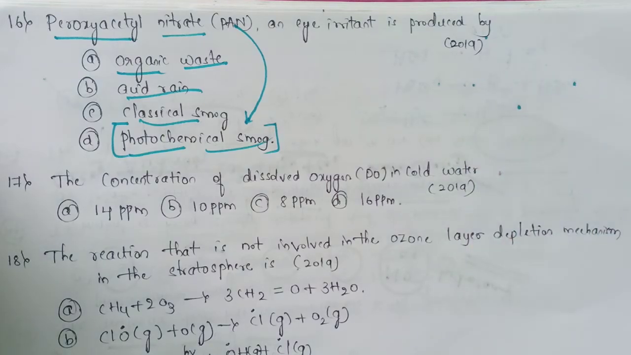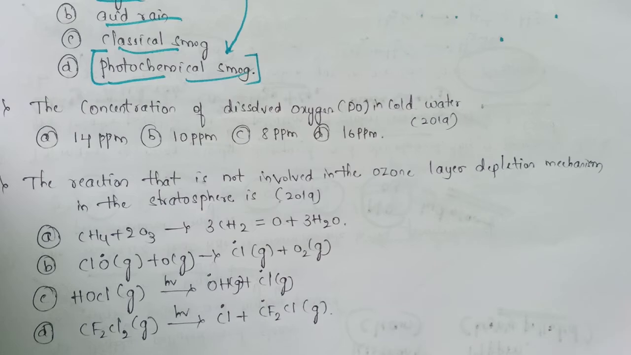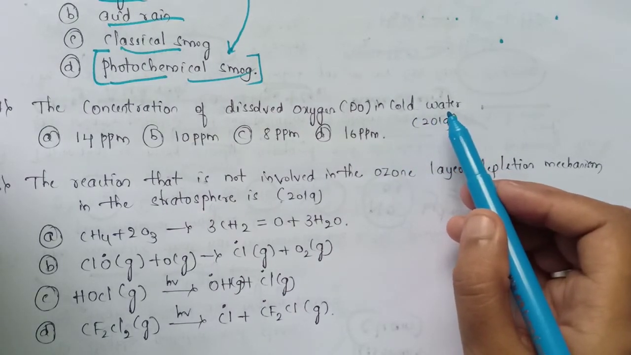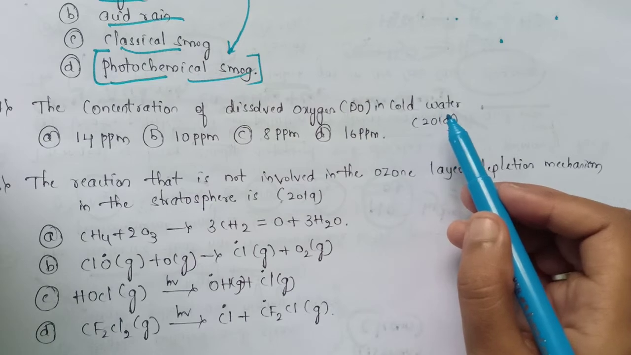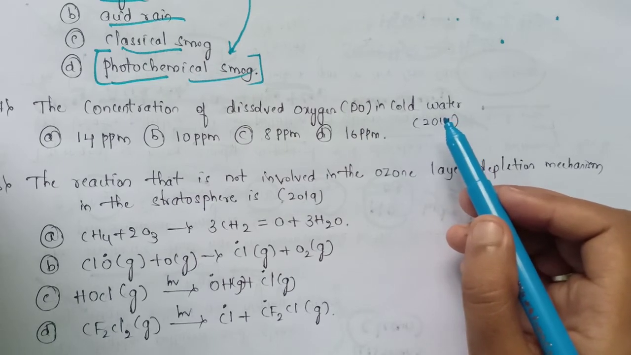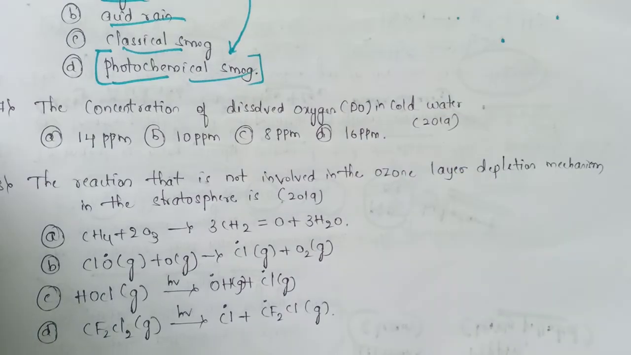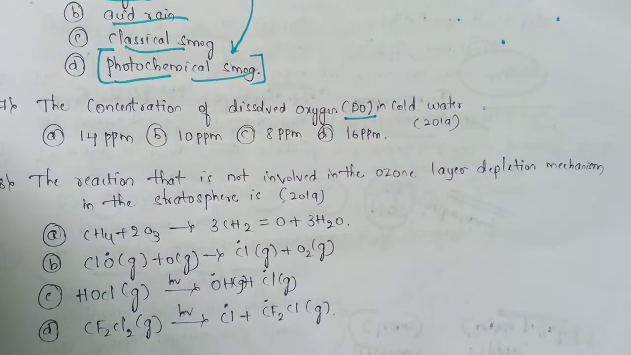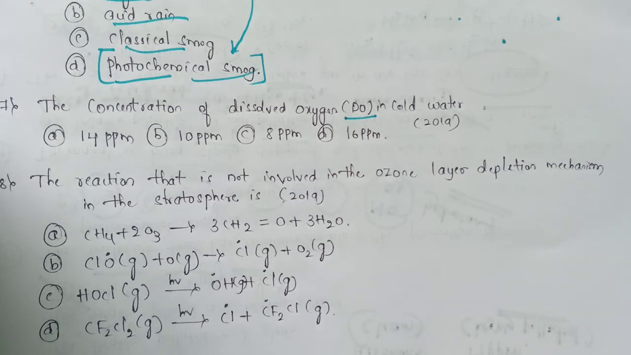Now coming to the 17th question, the concentration of dissolved oxygen in cold water is option A 14 parts per million, option B 10 ppm, option C 8 ppm and option D 16 ppm. First of all, we have to know what is dissolved oxygen. Dissolved oxygen is nothing but the oxygen dissolved in water either from the atmosphere or by photosynthesis. The photosynthesis is mainly responsible for oxygen entering in the water.